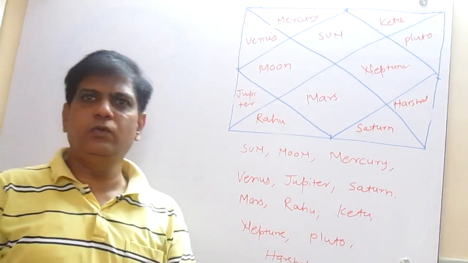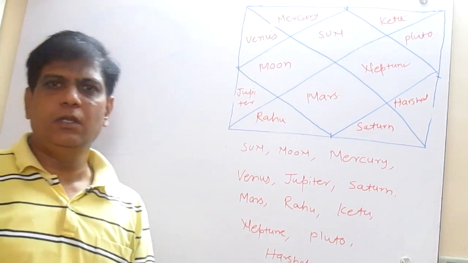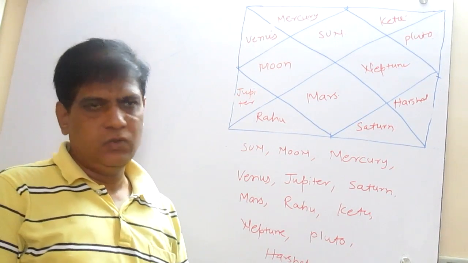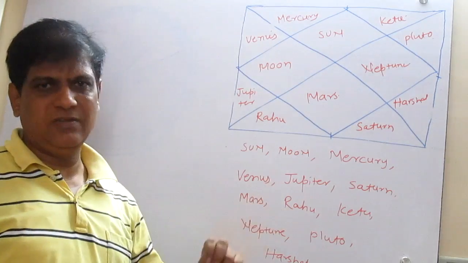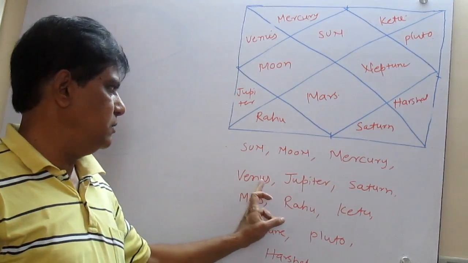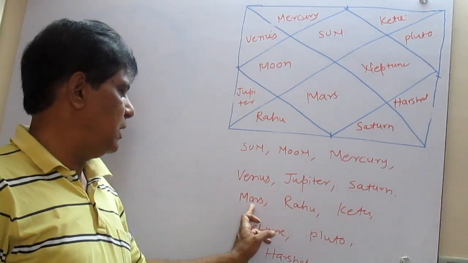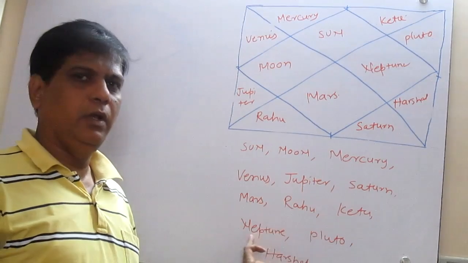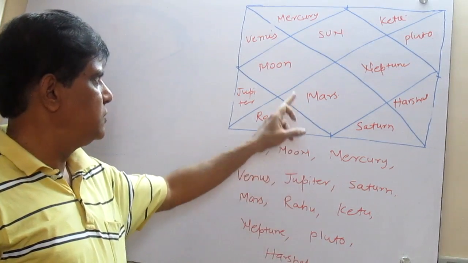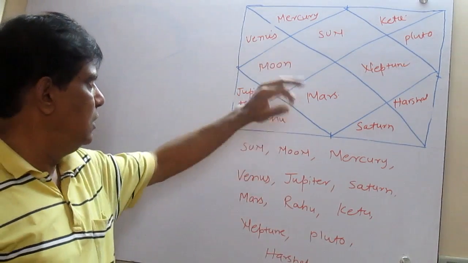This number 12 is very important in Vedic astrology. There are 12 houses, 12 stars and 12 rashis. So following are the 12 stars: Sun, Moon, Mercury, Venus, Jupiter, Saturn, Mars, Rahu, Ketu, Neptune, Pluto and Harsha. This figure shows the placement of the stars in the houses.